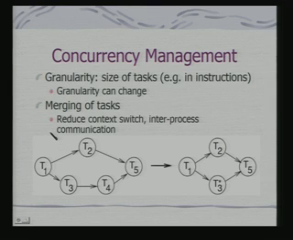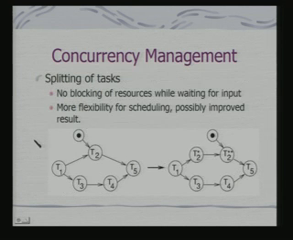The next thing which comes up is concurrency management. If you have a granularity of the tasks, so these are the two tasks, we can merge the tasks. Now we are again coming back and looking at a task level graph. Again, we can have a splitting of the tasks. If I split the tasks, task T2 was waiting for the input, but there we have isolated one part of the task which does not depend on an input. By doing it, we have no blocking of resources while waiting for input. We have more flexibility for scheduling and improved results.